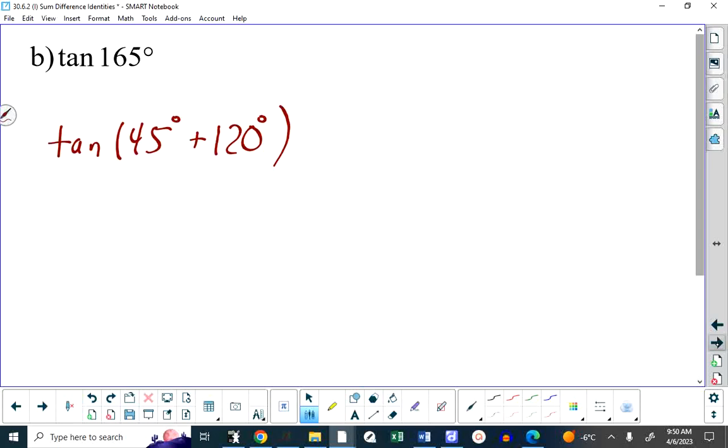Now we need to go to the sum identity for tangent, and I don't remember what it is. Is it on the top tan A plus tan B?